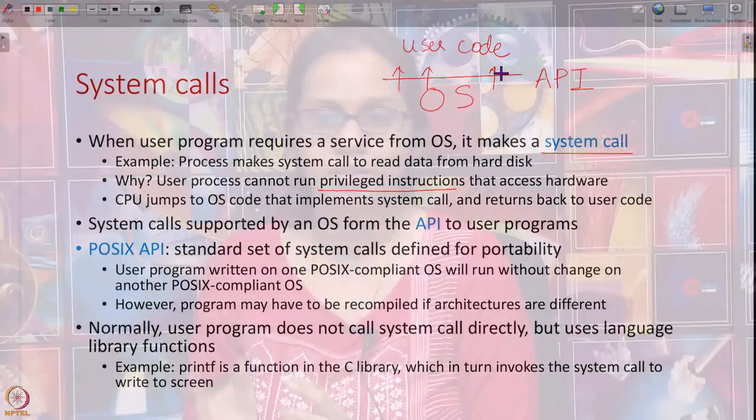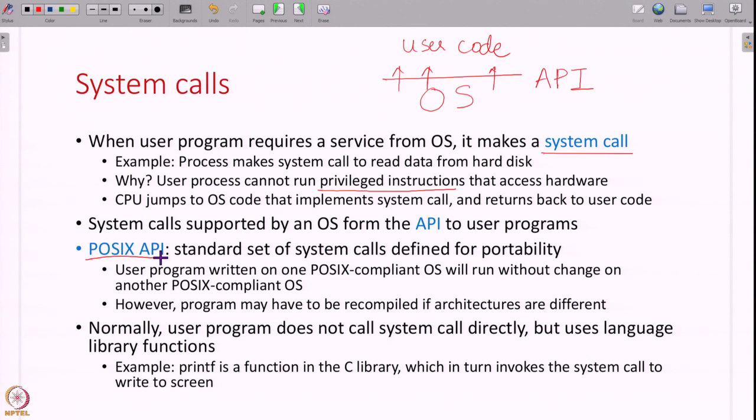Okay? Now, to avoid a user program written in one OS with one API having to change to run on another OS, there has been some standardization done, right. So, there is a standard API defined called the POSIX API. This is for portability, that is, if you have written code for one operating system, you should be able to run it on another operating system also because the API is the same, right. This POSIX API defines a standard set of system calls that have to be supported by an operating system. And if you write a program using this API, then you can run your program on any other operating system that supports the same API, right.